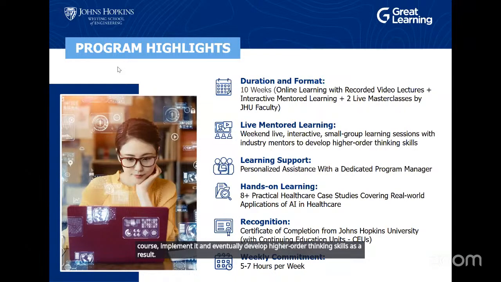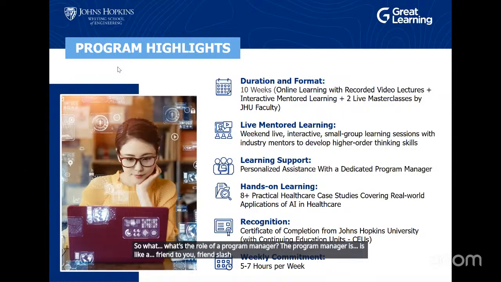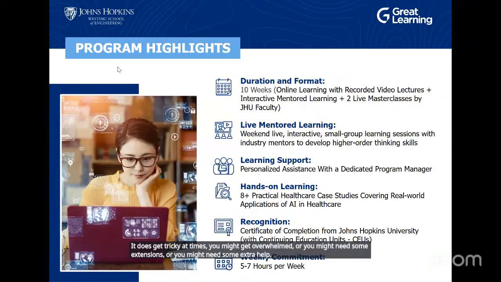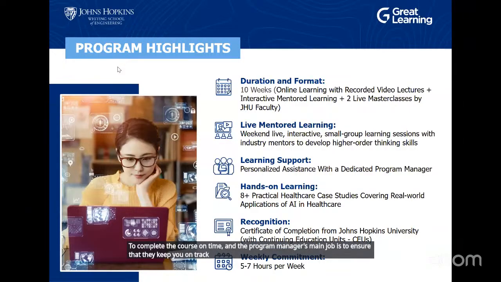In addition to this, you'll also get personalized learning support, personalized assistance with a dedicated program manager. So what's the role of a program manager? The program manager is like a friend slash mentor, whose primary aim is to ensure that all the learners reach the finish line as they start the program, because it does get tricky at times. You might get overwhelmed, or you might need some extensions, or you might need some extra help to complete the course on time. The program manager's main job is to keep you on track and help you finish the course on time, with all the projects, assignments, and submissions required for you to complete the course.